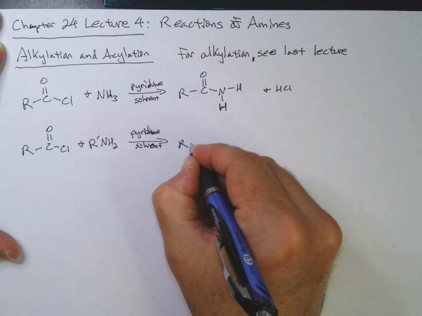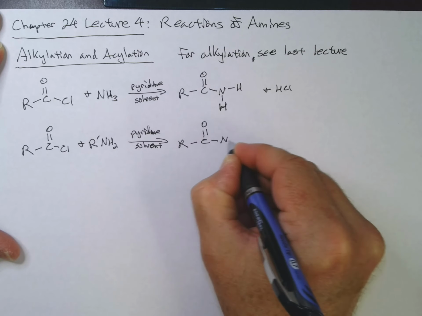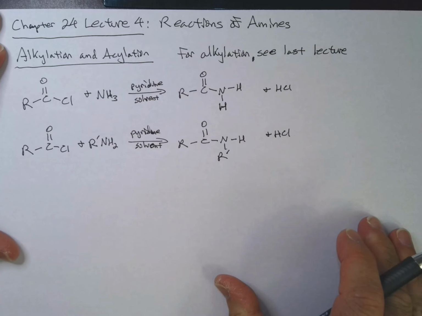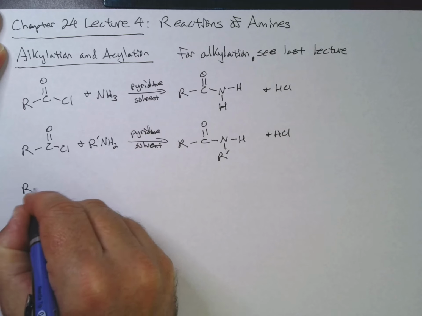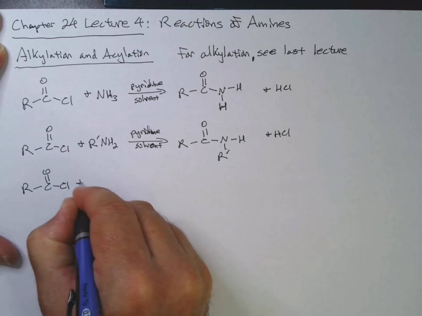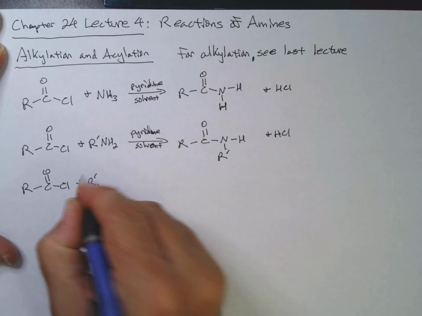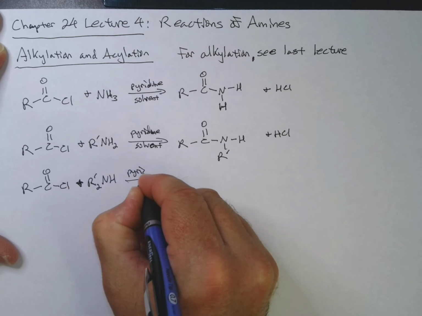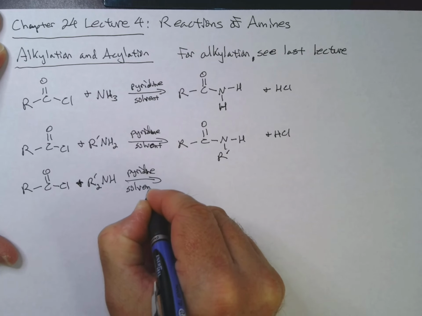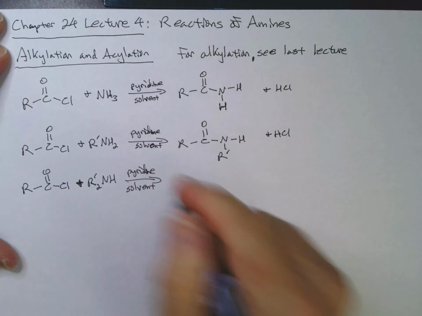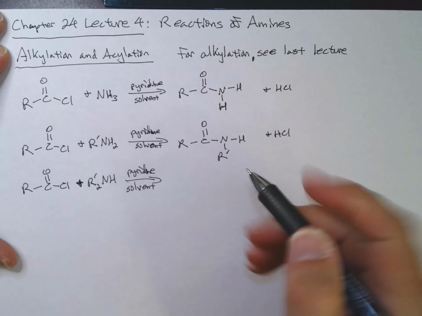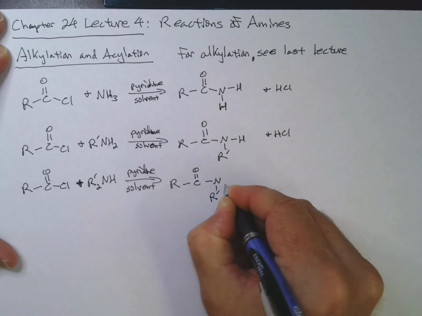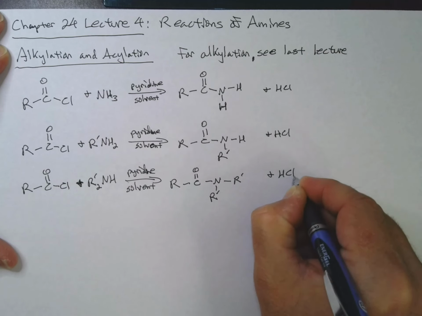Now, if we had an acid chloride and a primary amine, and we do this, we will get RC double bond O N R prime H plus HCl. And then if we had a secondary amine, so R prime 2 NH, and we react this in pyridine, a solvent. Sorry if that's a little sloppy, I'm writing a little fast here. Pyridine, we will end up getting RC double bond O N R prime 2 plus HCl.